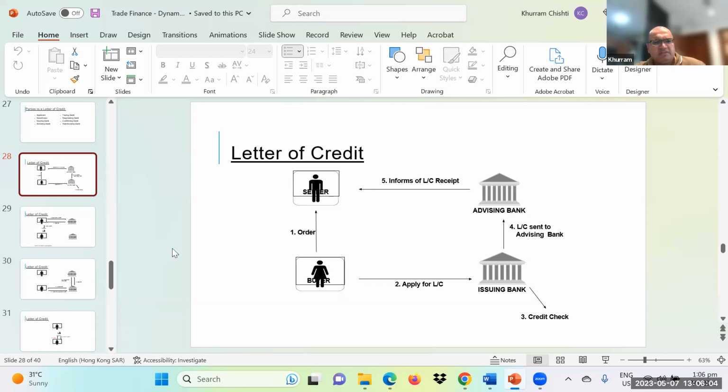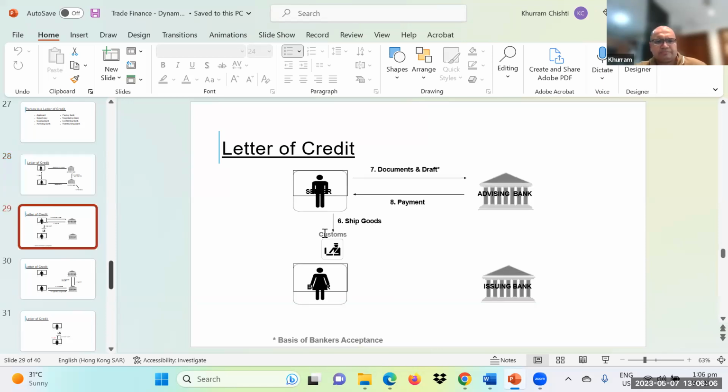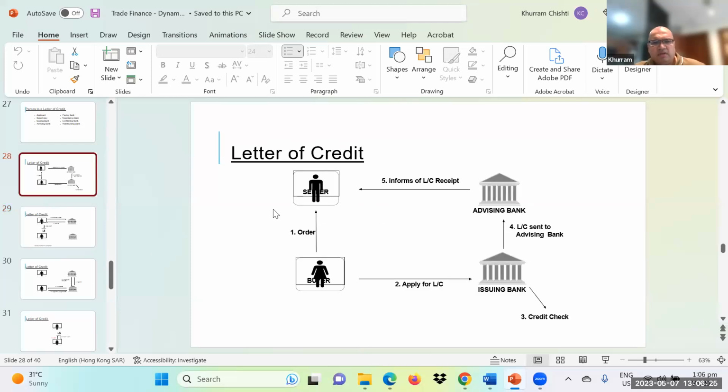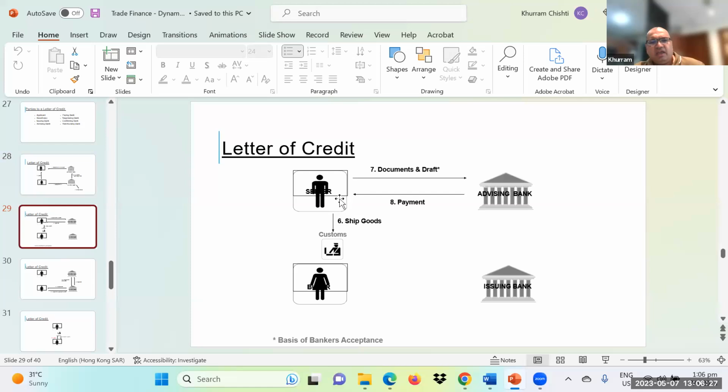Okay. Now what happens? The next diagram will show. Once I get the LC, the LC will tell me that for this basmati rice, this much quantity, by this date, you have to ship to Almaya Supermarket. So I prepare all that. And number 6, we were at 5 here, is, okay, I ship the goods.